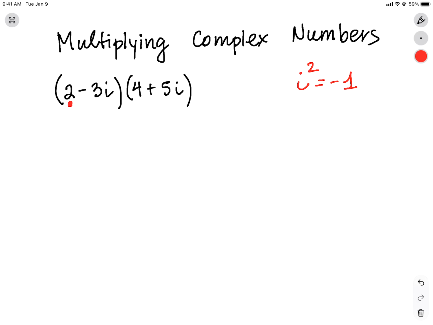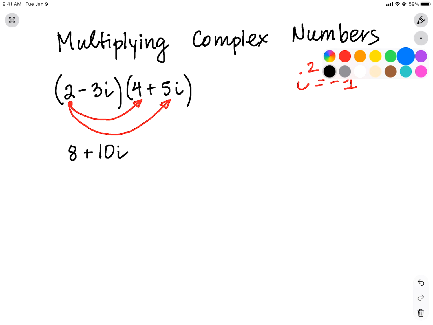We will start with this 2, and we will take it and multiply it first by 4, and then by 5i. 2 times 4 is 8. 2 times 5i is positive 10i. This completes the first part of distributing. Now we have to do the second part.